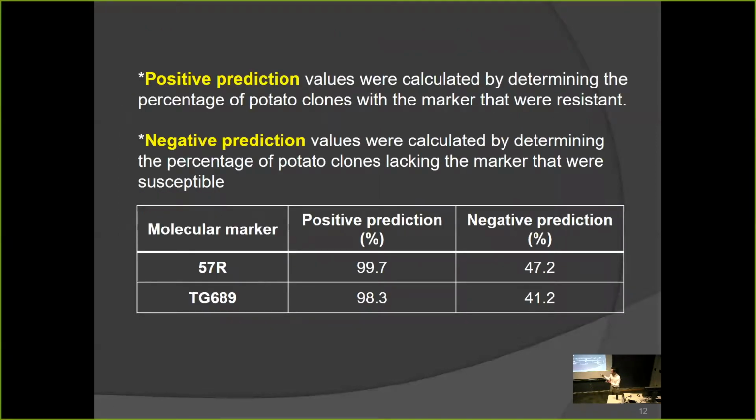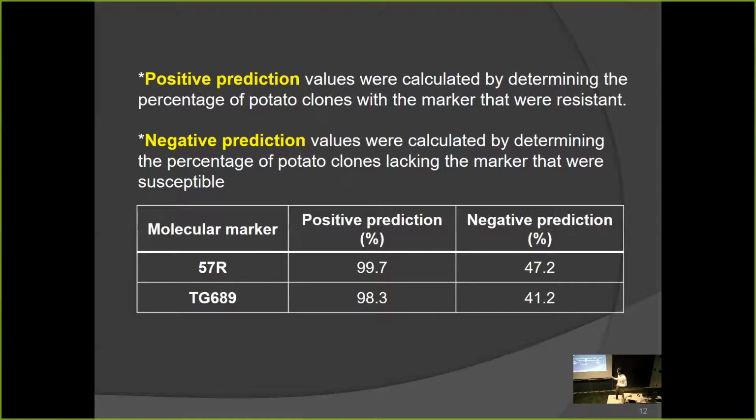Once I tested the 342 clones, I also calculated positive prediction value and negative prediction value. Positive prediction values are calculated by determining the percentage of the clones with the marker that were resistant. Negative prediction values were calculated by determining the percentage of the potato clones lacking the marker that were susceptible.